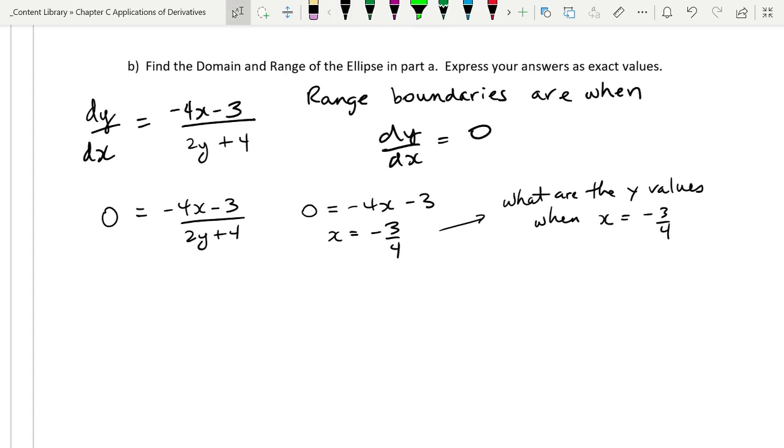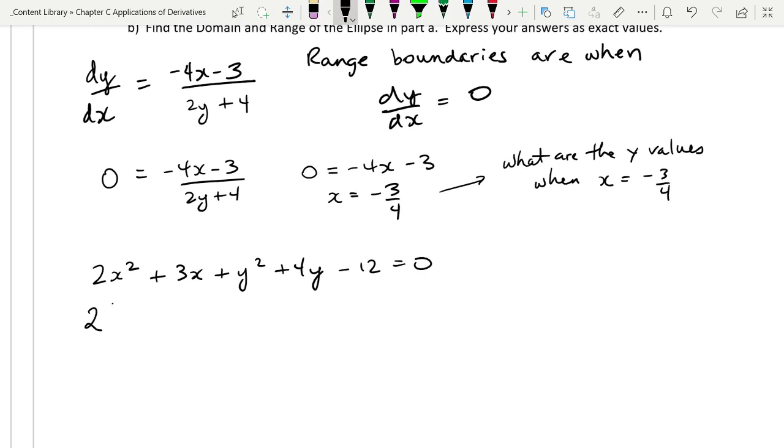So my original equation was, of course, 2x squared plus 3x, what was it again? Plus y squared plus 4y minus 12 equals 0. And we need to solve for y when those x values are negative 3/4. And no, a first-year university course would not give you a calculator to do stuff like this. So you're kind of on your own. And notice it actually asked for exact answers. That means leave it in radical form. Do not round it to some decimal approximation.